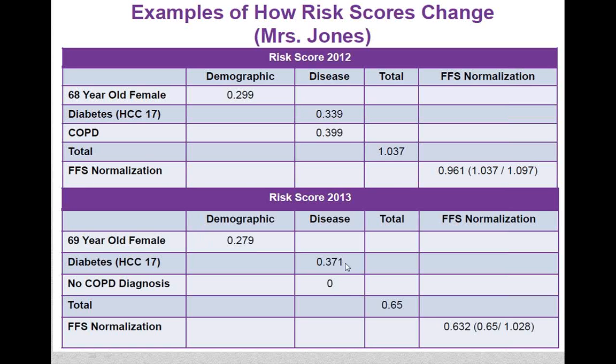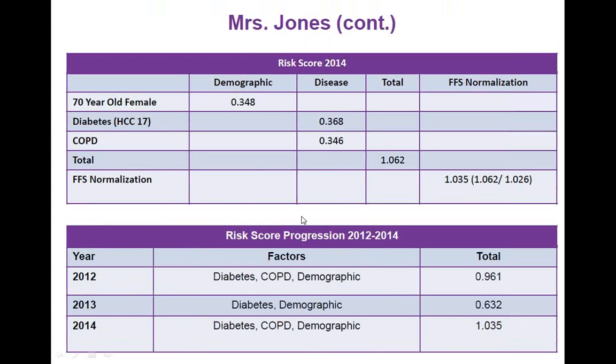As you see, it goes down a little bit, but the disease actually goes up, but they forget to code the COPD. This year, she only gets a 0.632 risk score. In 2014, she goes to 70 years old. That actually triggers a little bit higher demographic score. They've got the diabetes in there, the COPD in there. Now our risk score is 1.035.